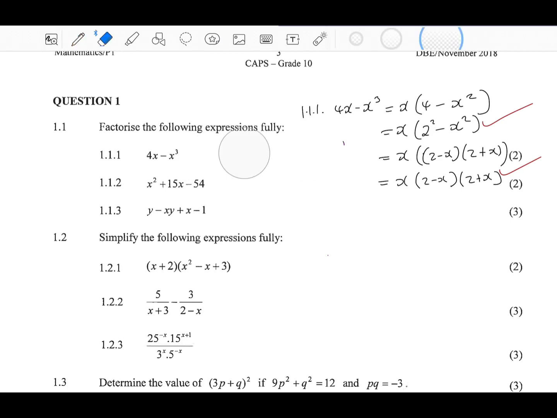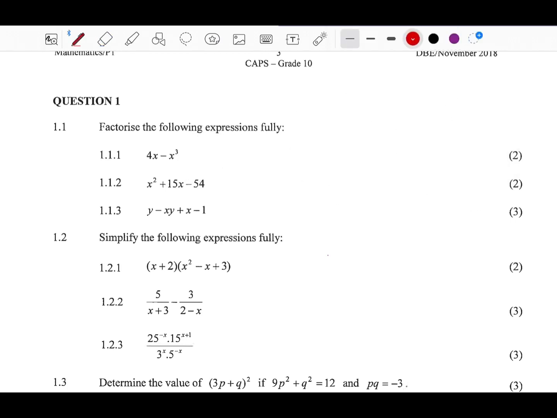So let's go to 1.1.2. So they're asking you the same thing. Here they're asking you to still also factorize this expression. Remember, this is a quadratic expression where you have ax squared plus bx plus c. So in this case, your a is 1, your b is 15, your c is negative 54.